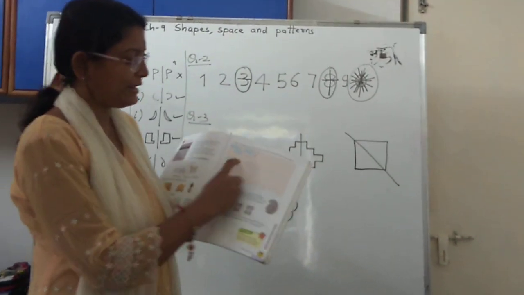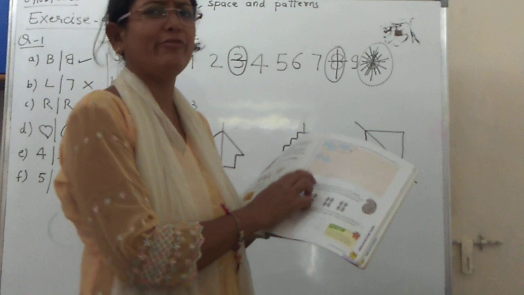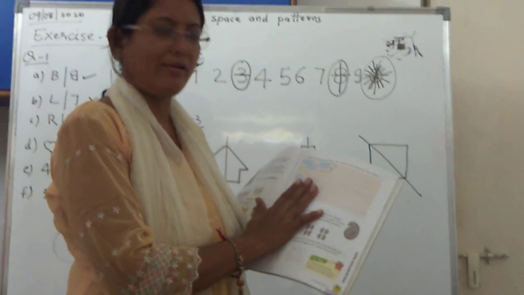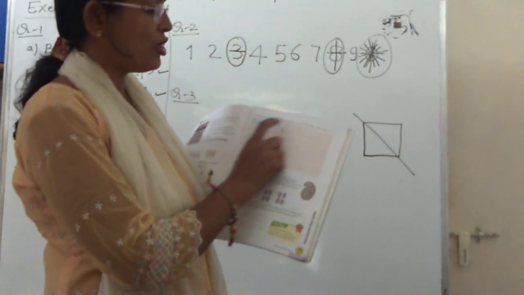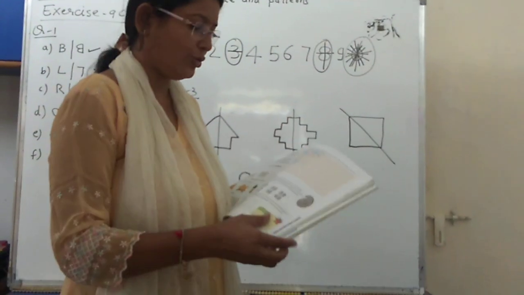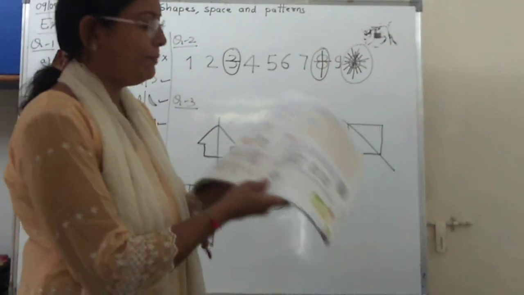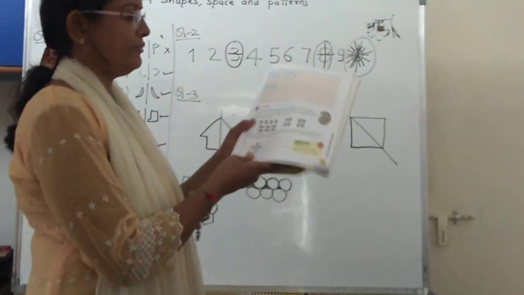Okay, same way here, copy the pattern given here, use a pencil to join the dots and then color. Here the same pattern you have to continue further. This you have to do by yourself only. Count the number of dots and draw it, and then color. You can color it also. Then different patterns are given.